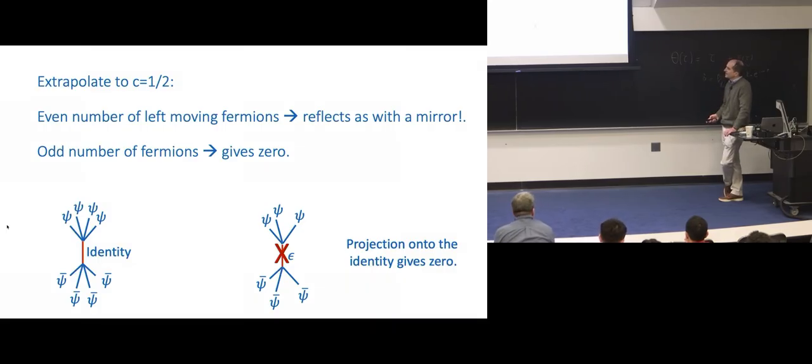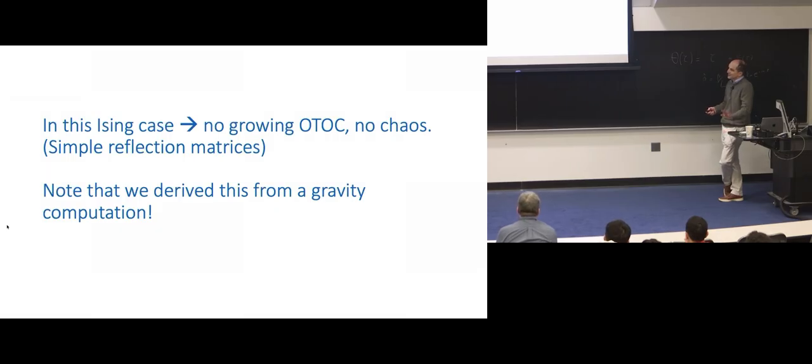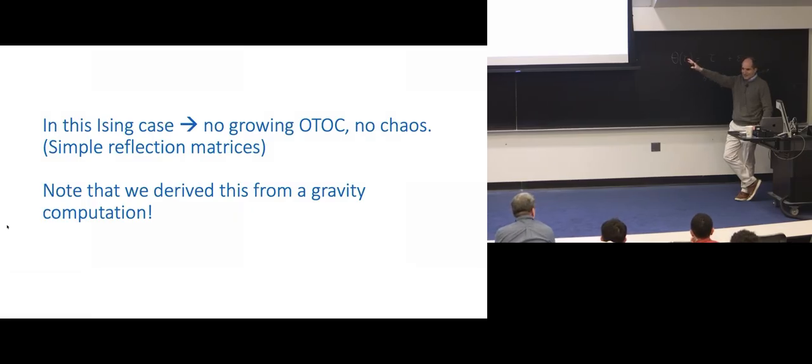So how do we interpret this? We'll interpret this later. We'll explain it a little more clearly. So far, this is just an observation. In this Ising case, we actually do not get the OTOC, so we don't get chaos, because that's what we got from the first term in the 1/c expansion of the conformal block, that we got the OTOCs. If we look at the same thing with the conformal blocks of Ising, we do not get that.